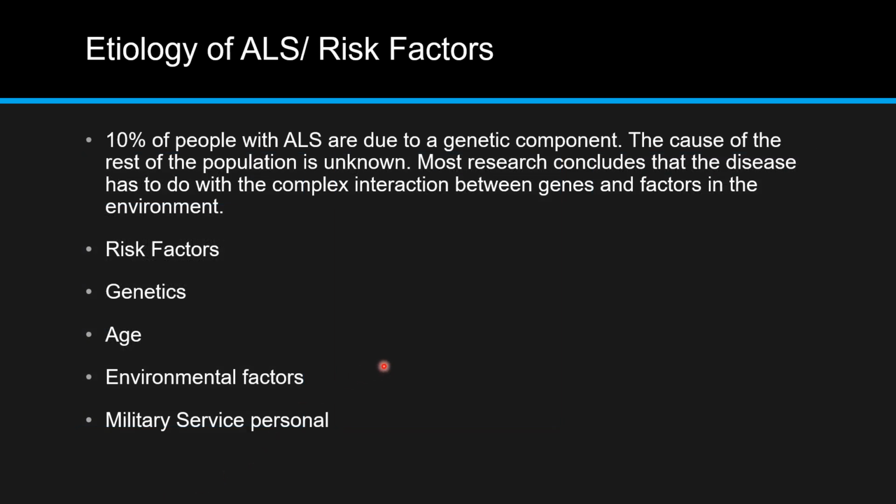Etiology of ALS and risk factors. 10% of people with ALS are due to a genetic reason. If a parent has ALS, their offspring has a 50% chance of inheriting the gene. Often you'll see people that have genetic components will be diagnosed a lot earlier in life, and this is pretty rare. ALS is most common between the ages of 60 to 85. However, there is a genetic component and it may be seen earlier in life. Before the age of 65, slightly more men than women develop ALS.